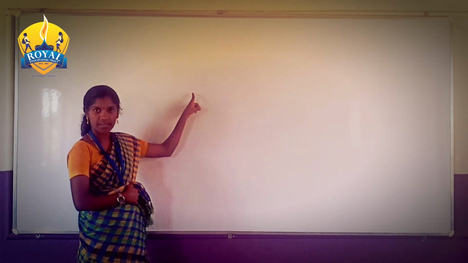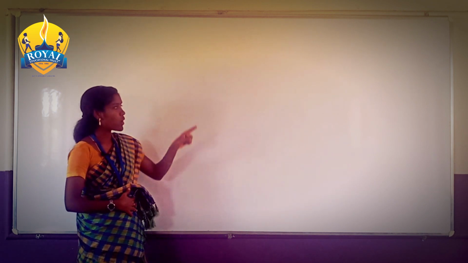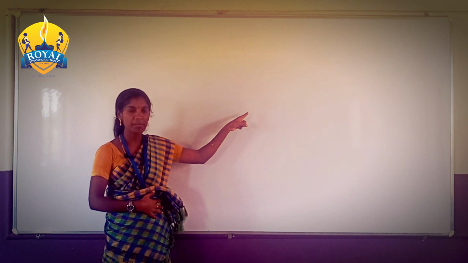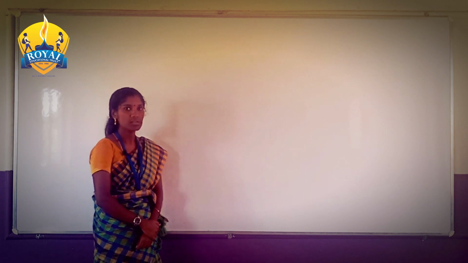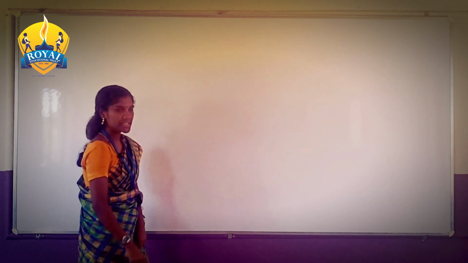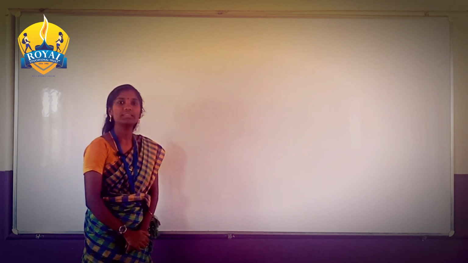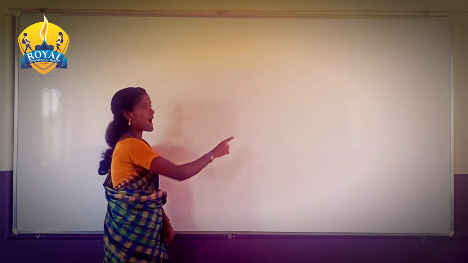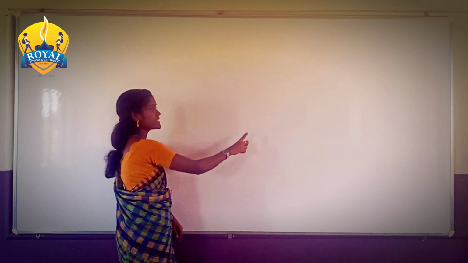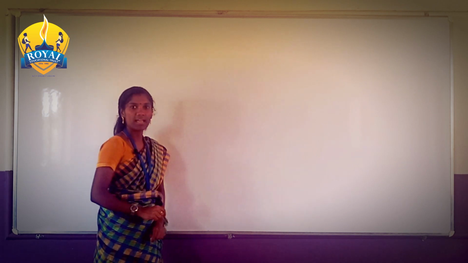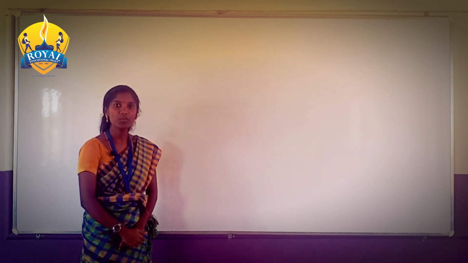Here, 1, I am going to write in the Roman number, that is I. For 2, I use the repetition rule. So 2 is written II. 3 is written III. The I is repeated 3 times. That is 3.